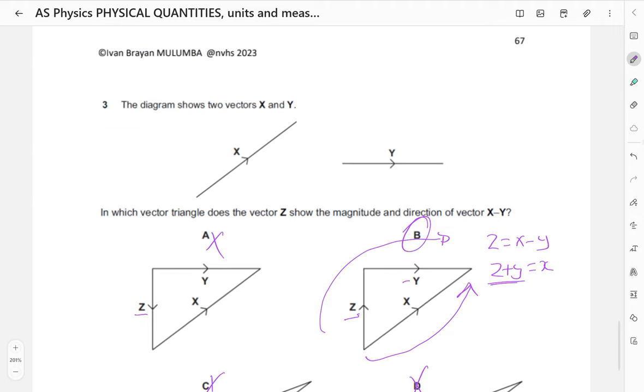Alternatively, you could just fix x and reverse y by measuring the length representing y. I just reverse y here, so this is going to be negative y. So x plus negative y should give us z. So z should be the other way around.